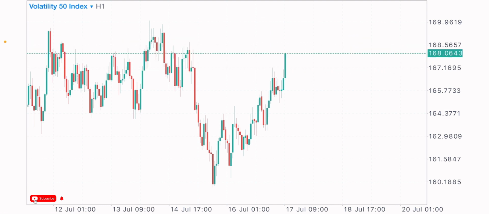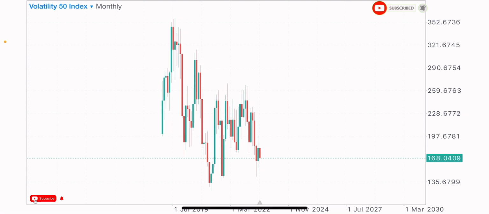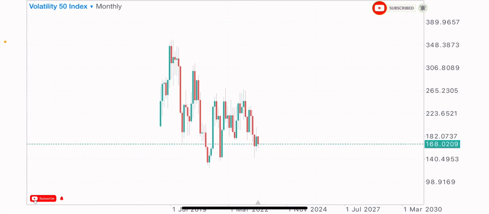Like I do state, whenever I want to analyze the market, start from the higher time frame, either the monthly time frame or the weekly time frame. So let's head down to the monthly time frame. Let's use the monthly time frame. On the monthly time frame of the V50 index, we can see that we've gotten this overall market direction.